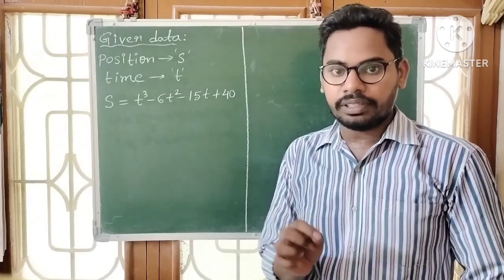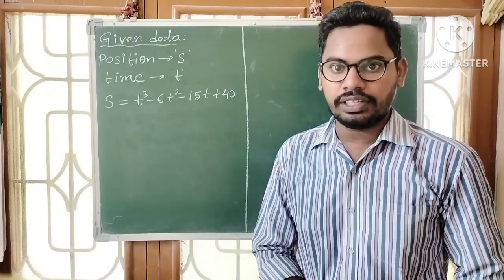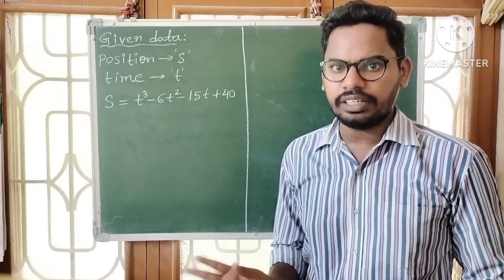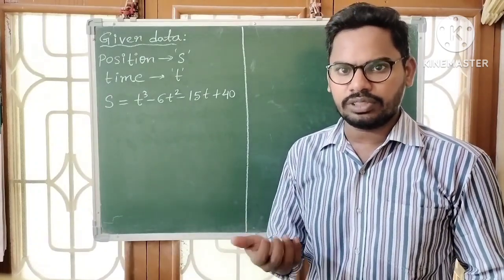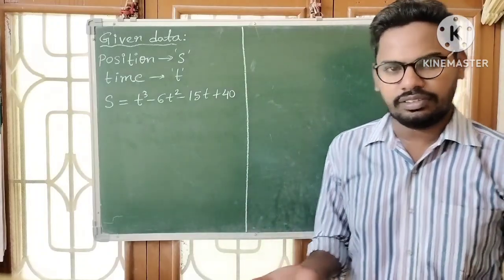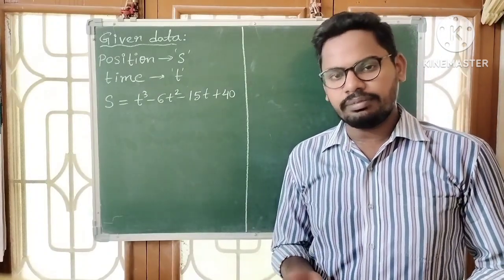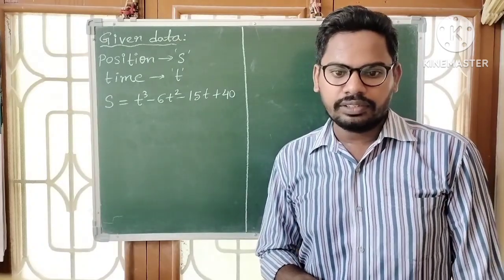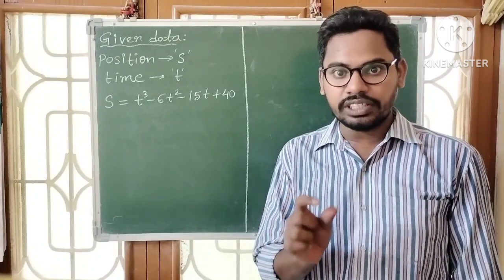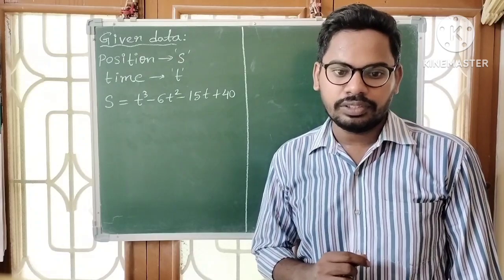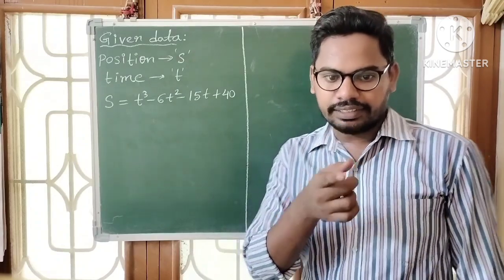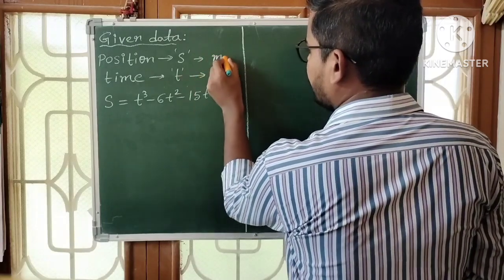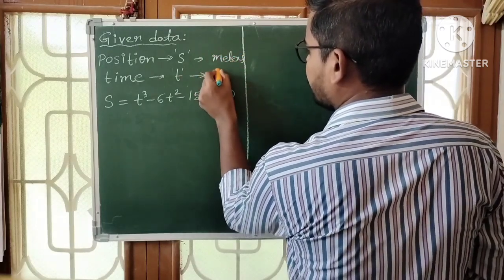Remember, here t is the independent variable. It does not depend upon any other variable, because we always measure it with a stopwatch. So that is why it is the independent variable here, and s is the dependent variable. Here position is depending upon time. S is measured in meters, so its unit is meters, and time has units of seconds.